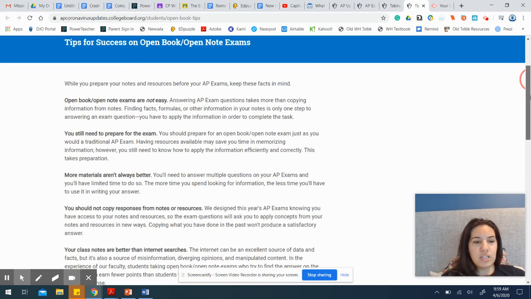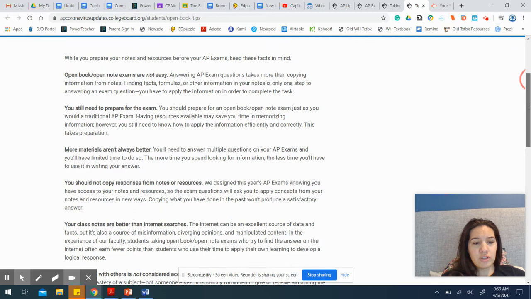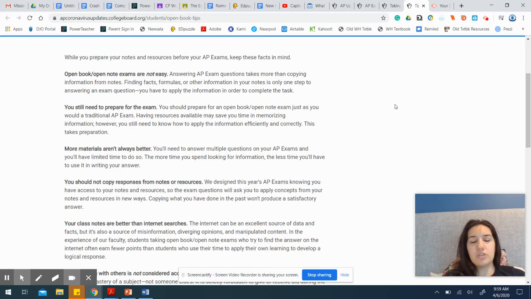Here it says more materials aren't always better. You'll still need to prepare for the exam. Your classmates are better than internet searches. This is really true in that you should make yourself some type of outline. I know I provided the study guides for you. Those are a great start to have out with you because you just won't know what the DBQ is going to be on. It'll probably be on a broad spectrum.